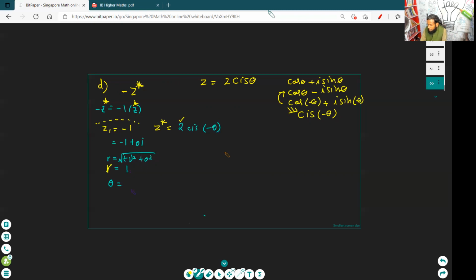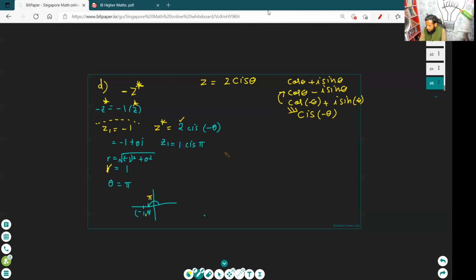But you should do practice. I can draw. So this is negative 1, comma 0. Yes, good. So this angle is pi. Clear? You should write Z1. What is Z1 in polar form? Z1 in polar form is 1 cis pi.